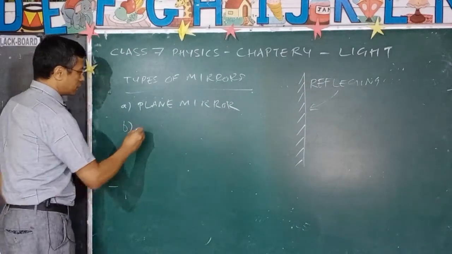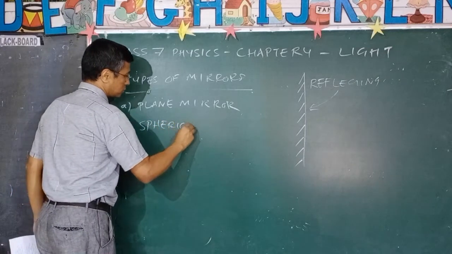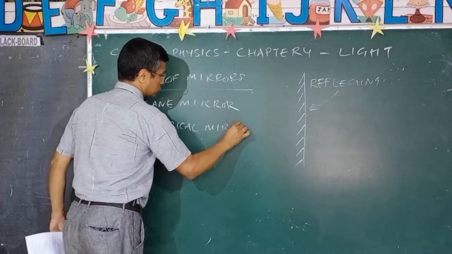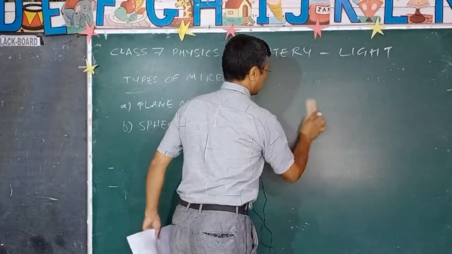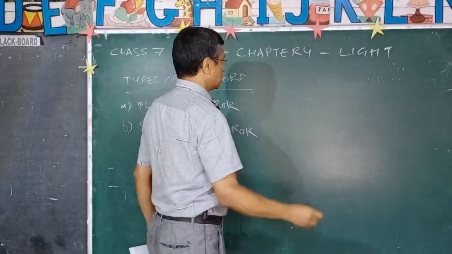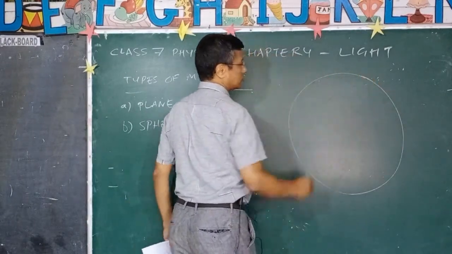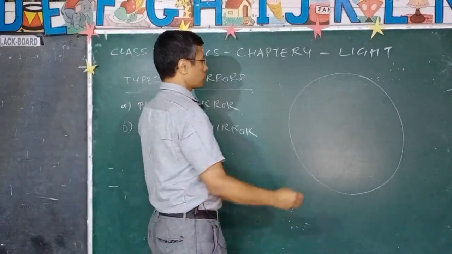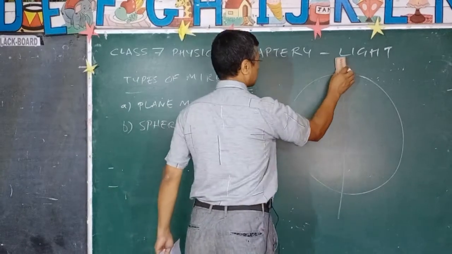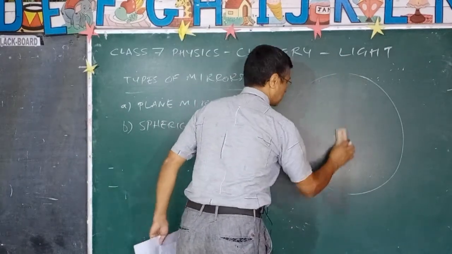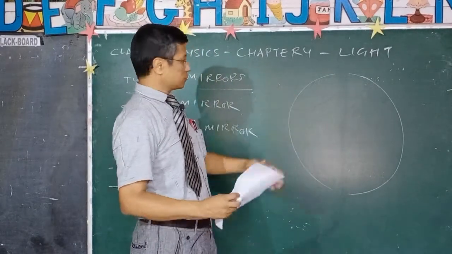The second type of mirror is called a spherical mirror. Now this type of mirror is made in such a way that it is a part of a sphere. Let's say I'm using the circle to represent the sphere and I cut this into two parts. So I get a mirror which is curved in shape.